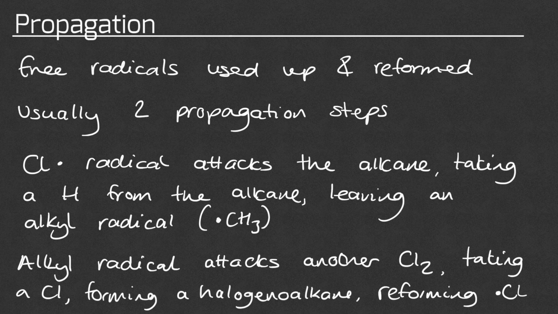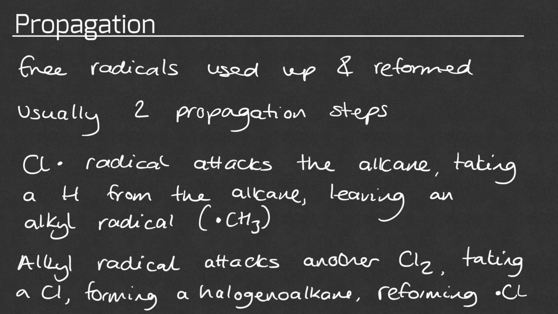The second stage involves the alkyl radical attacking another molecule of halogen, so for example another molecule of Cl2, taking a chlorine from that Cl2, forming a halogenoalkane, and then reforming the chlorine radical we started off with in the first step. So the chlorine radical is essentially a catalyst in this process. It's used up in the first propagation step, reformed in the second, so this chlorine radical can keep on going through this process, turning our alkanes into halogenoalkanes.